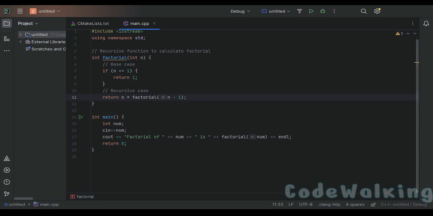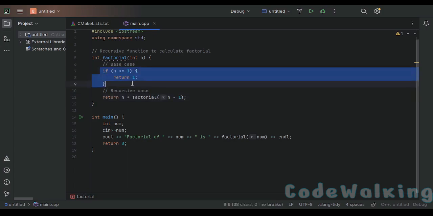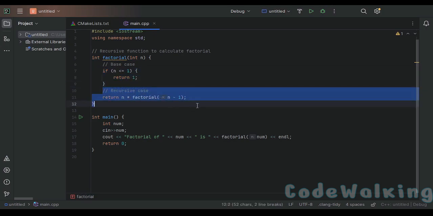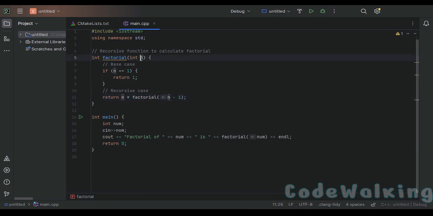They have two parts. One is the base case. This is our base case and this is our recursive case. As you can see, it's calling itself, taking the integer n from here, subtracting from it, and then calling itself. Basically it loops itself. It goes on until n is less than or equal to 1.